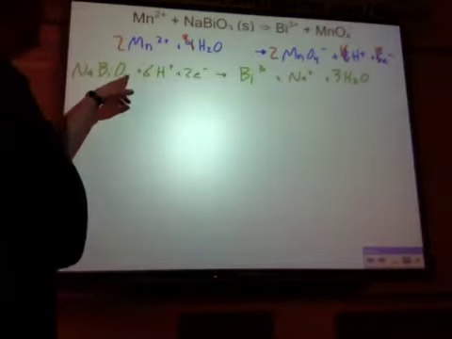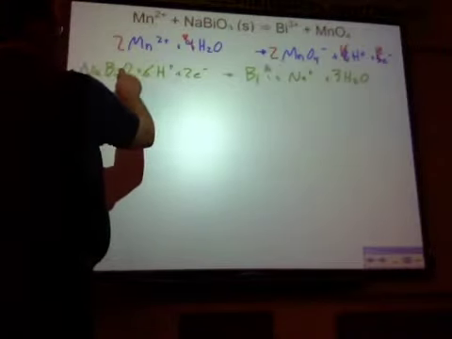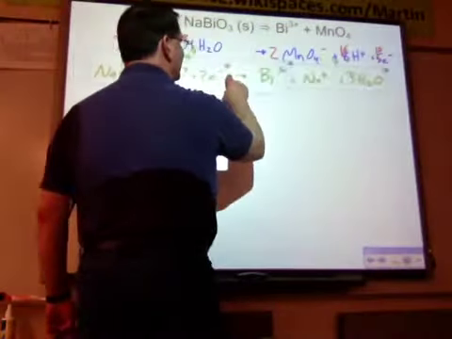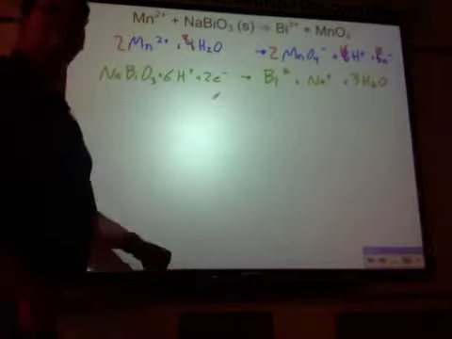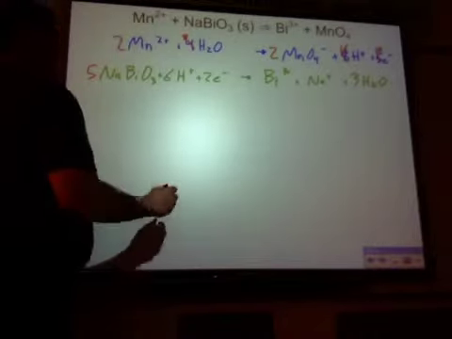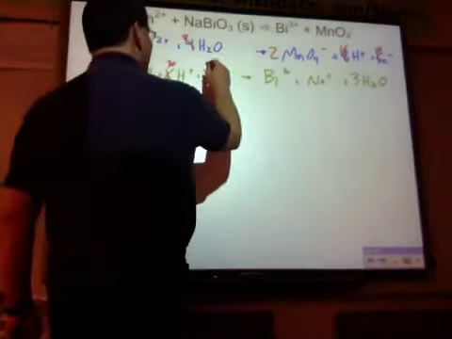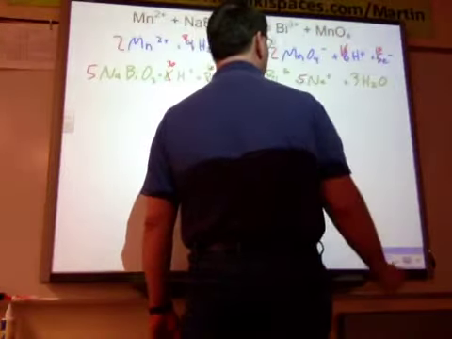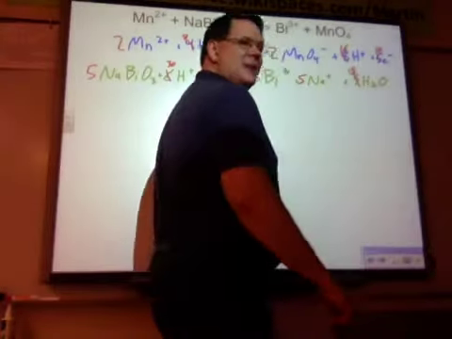What do we have to do with this one down here? What do we have to do to make this one balance? 5. Everything times 5. So this becomes 5 sodium bismuthates. This becomes 30 H plus. This becomes 10 electrons, 5 bismuth, 5 sodium, and 15 water. Okay?